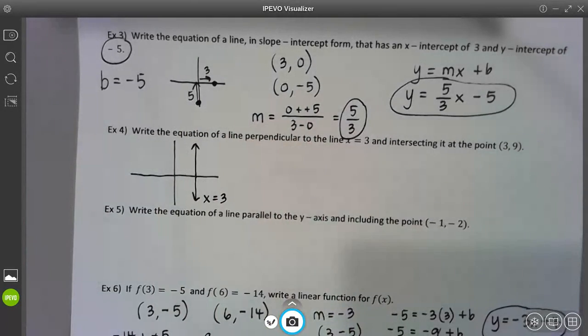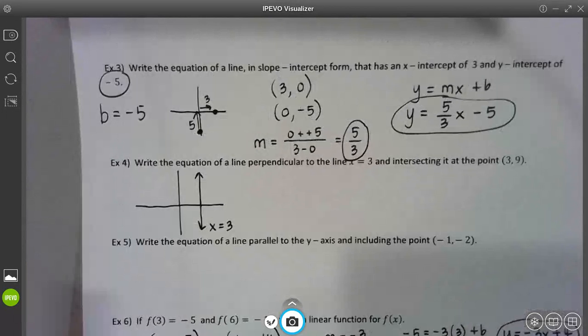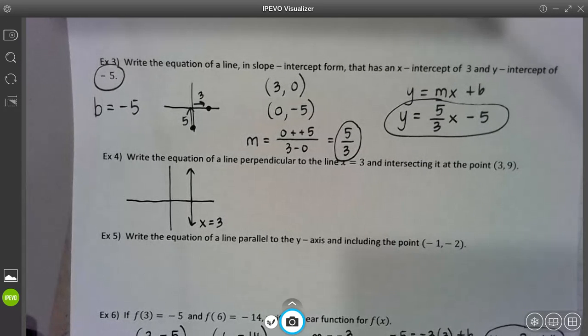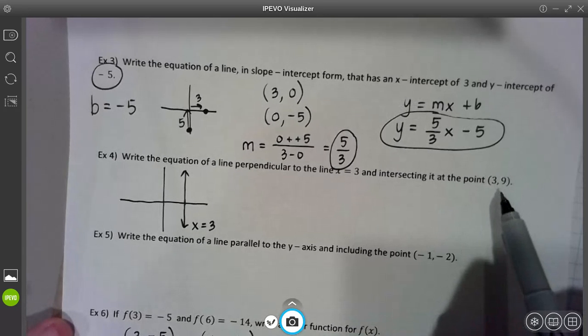Our line has to be perpendicular, meet that line at a 90-degree angle to the line x equals 3. Does anybody know, if this is a vertical line, only what kind of line will be perpendicular to a vertical line? Does anybody know only one kind of line can be perpendicular to a vertical line? What kind of line is it? Horizontal. A horizontal. So guys, our line is horizontal. Our line has to be a horizontal line that passes through the point 3, 9.